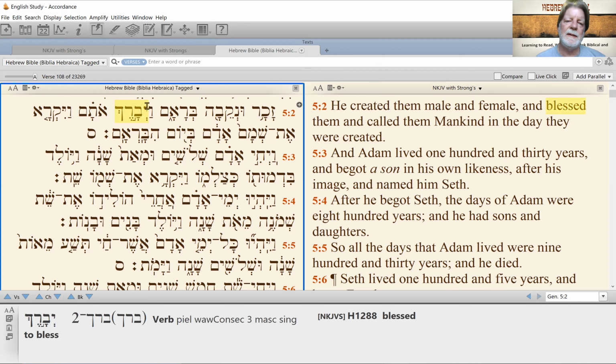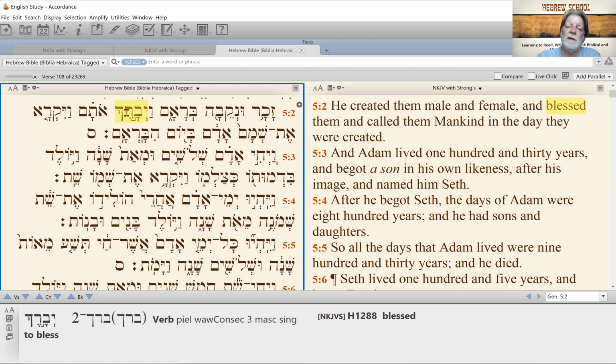Vayevarech, barech is the Hebrew word for to bless. If you look at the information window down at the bottom, you'll see that it's third person singular, which means he blessed. But this is piel. And remember, piel is intensive. We learned that in the grammar lesson today.